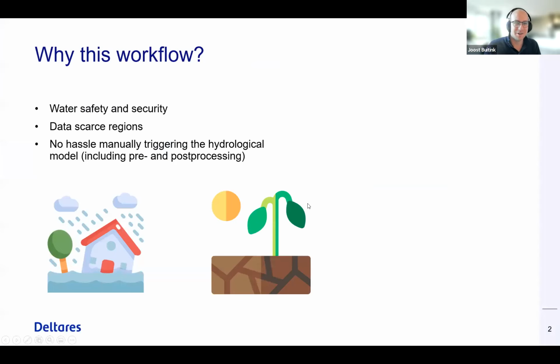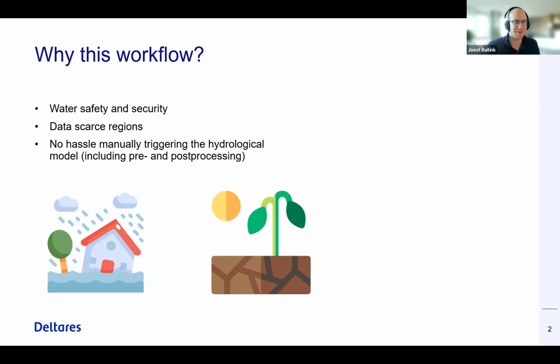All right, so I decided first to start off with why we need this workflow, and why this workflow is interesting for other use cases as well. I think a main issue we're all familiar with is water safety and security. We have many regions in the world that depend on water, both on high water or low water, so floods and droughts, for example. But at the same time, there are also many regions across the globe where we have limited data or limited models available, where we would still need this information to get a bit more detail on how much water is available and if there's too much or too little water forecasted in the coming period.